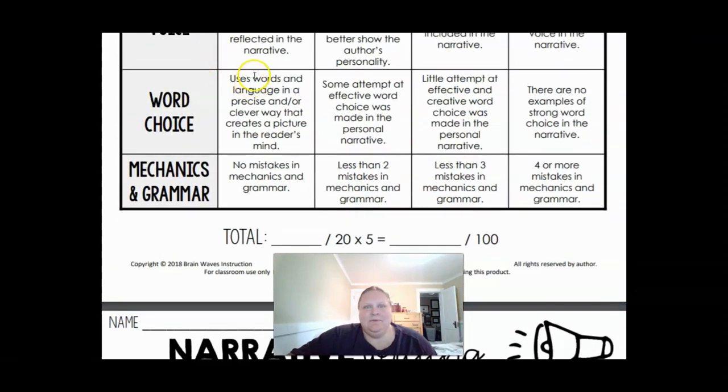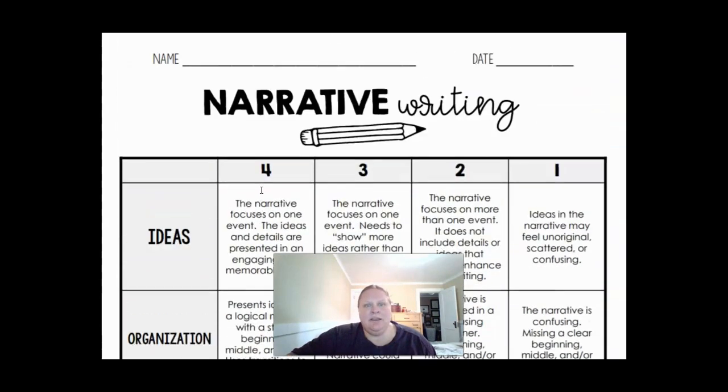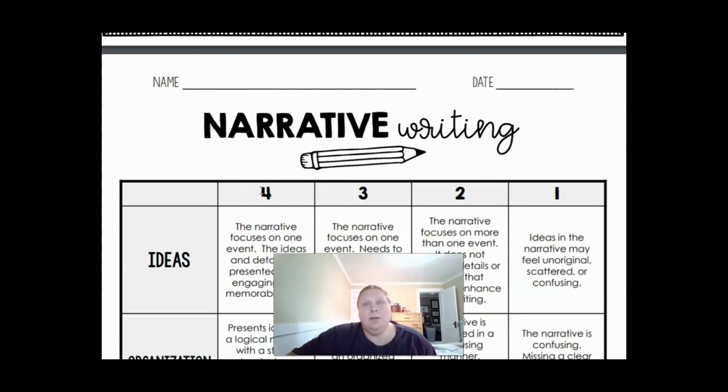Word choice. Okay, words and language are precise. That means it's clear, it's easy to understand. We're not looking for huge words. We're looking for clear words. And we're looking for the mechanics and grammar, so spelling, punctuation, capital letters, quotation marks, commas, all of that to be done correctly. So that's what we're doing in our narrative writing. That's our end goal. But again, don't get scared. I'm going to walk you through every step.